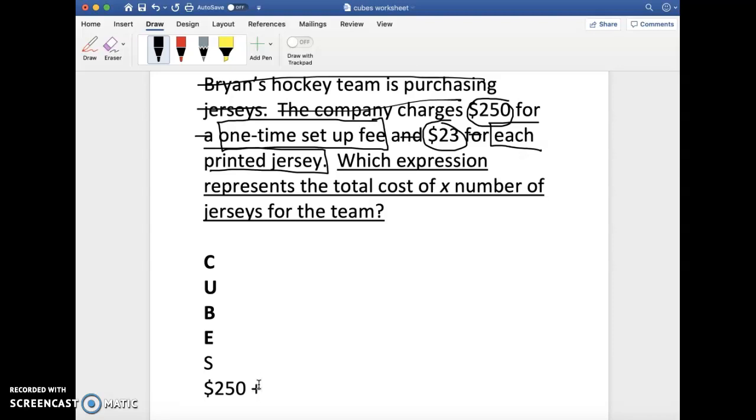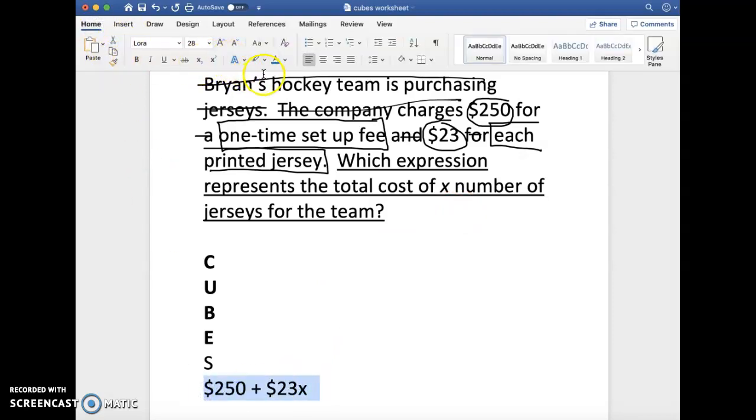So that's going to be $23 for each jersey, which I know is X. So that is 23X. And then I'm all set, because it just wants the expression that represents the total cost of X number of jerseys for the team. So this right here is my answer. So I used every step of CUBES to get this answer.